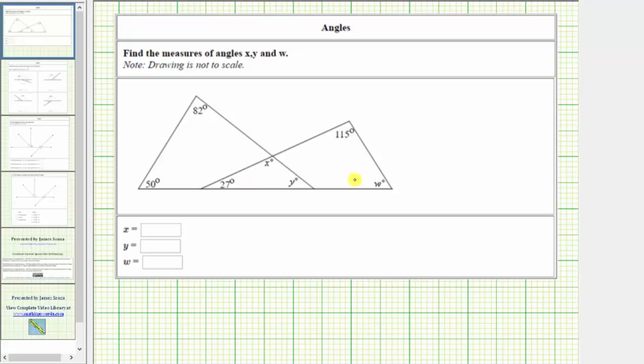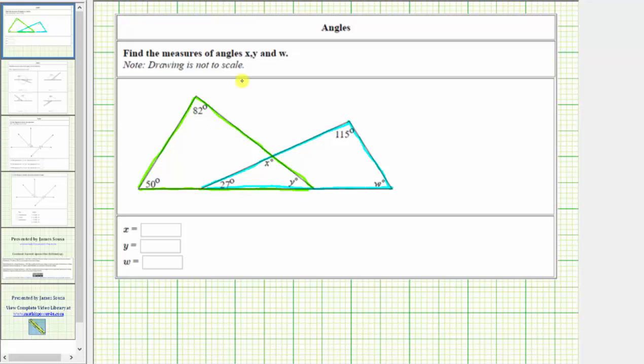We're asked to use the diagram below to find the measures of angles x, y, and w. Notice how the diagram consists of two overlapping triangles. We have a large triangle on the left, a large triangle on the right, and then these two large triangles overlap and form a smaller triangle here in the middle.